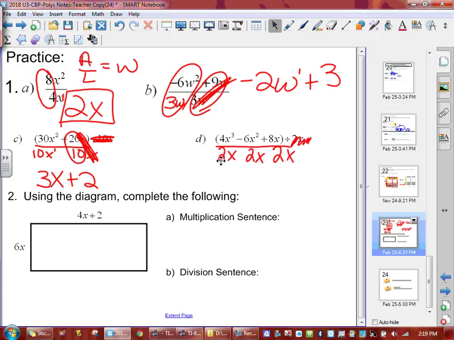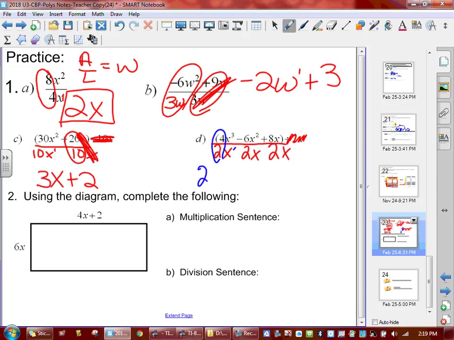So 2 and 4. Whoa. Alright, we got to divide those guys. We get a 2, subtract your x's. 3 subtract 1 gives you 2 x's left. Negative divided by a positive gives us a negative. 6 divided by 2, 3 times. Your x's, 2 subtract 1 is x to the 1 left over.